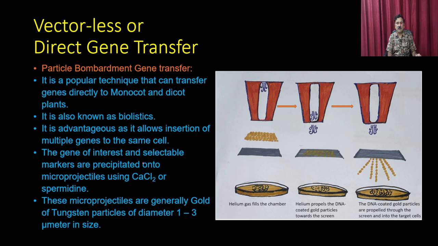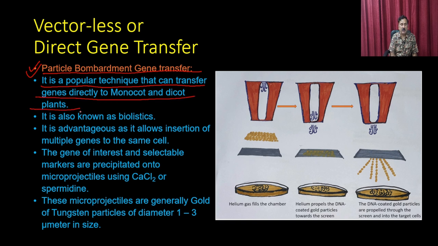And then we have direct gene transfer, where you are going to use the ballistic gun. So, particle bombardment gene transfer is a popular technique that can transfer the gene directly into monocot or dicot plants.